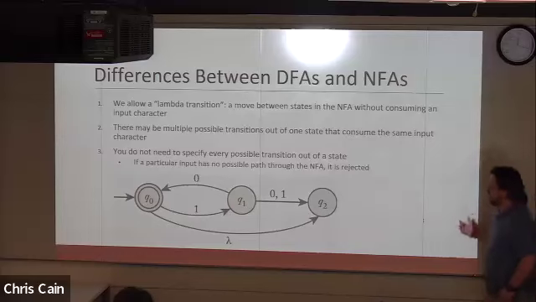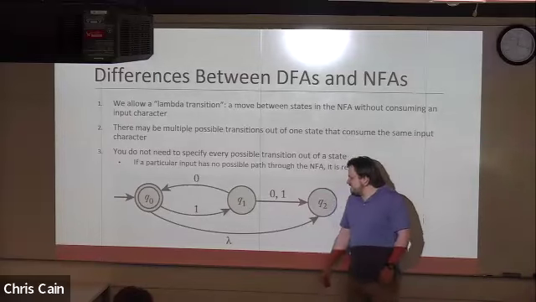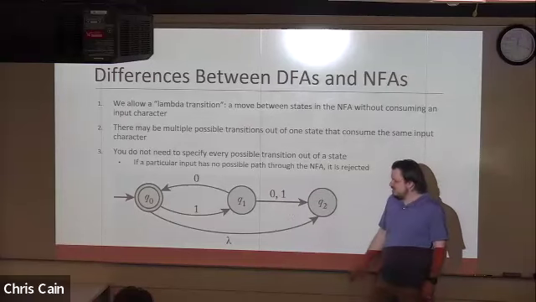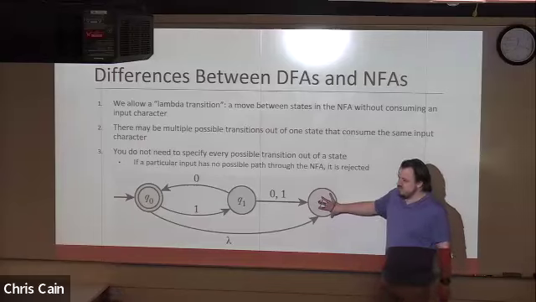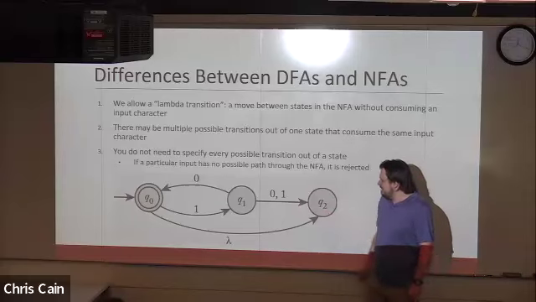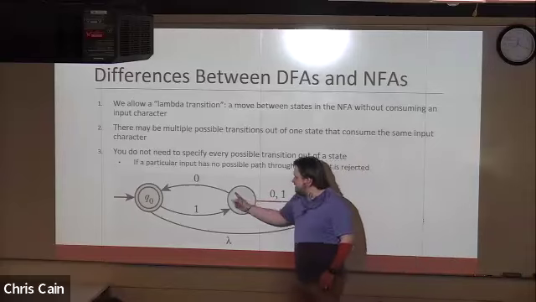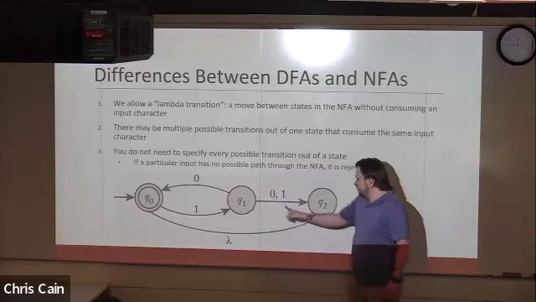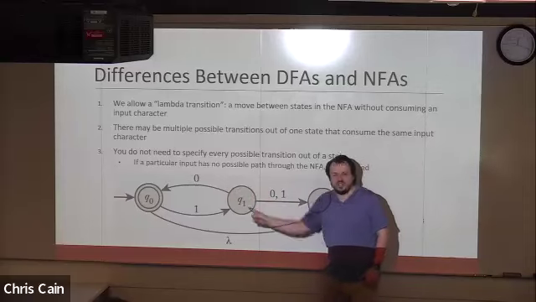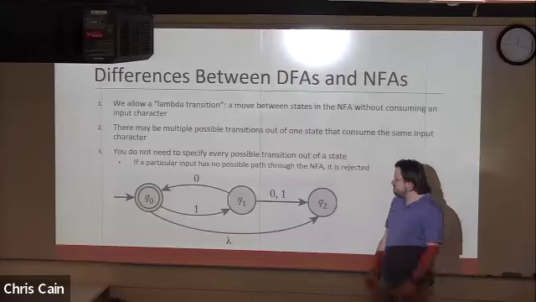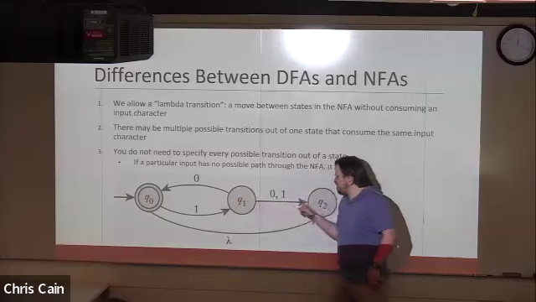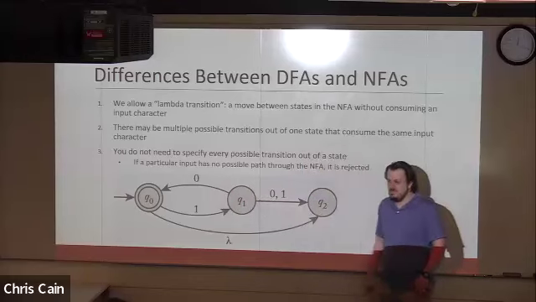So here is an example. Q0 is our accepting state. We can teleport from Q0 to Q2 anytime. Whenever we find ourselves in Q0, we're in Q2, with no change to the input string. We just move from there to here. You can see that from Q1, we can either get to Q0 or Q2 on consuming a 0. With a DFA, we had to pick one or the other. We could not have this. So lambda transition. And here we have multiple edges out of Q1 consuming the same input character.